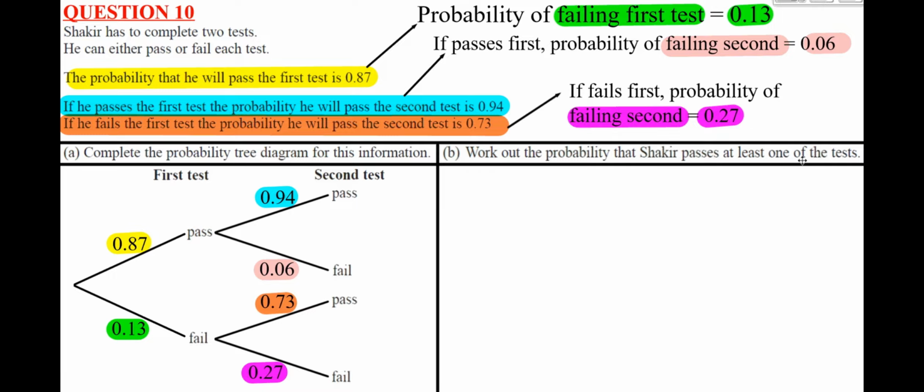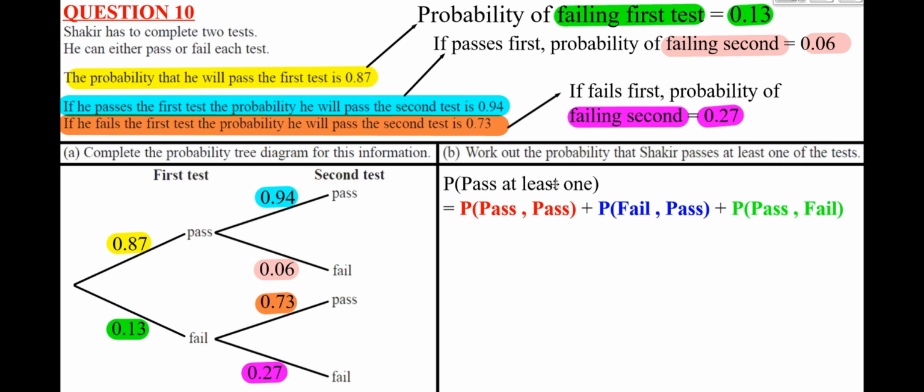So there's actually 3 different routes, 3 different scenarios in which he could pass at least one test. So let's just list them. The chance of him passing at least one, well, he could pass them both, pass and pass, or he could fail the first and then pass a second, or alternatively, he might pass the first but then fail the last one. So let's just consider these routes. I'm going to add them onto the diagram.